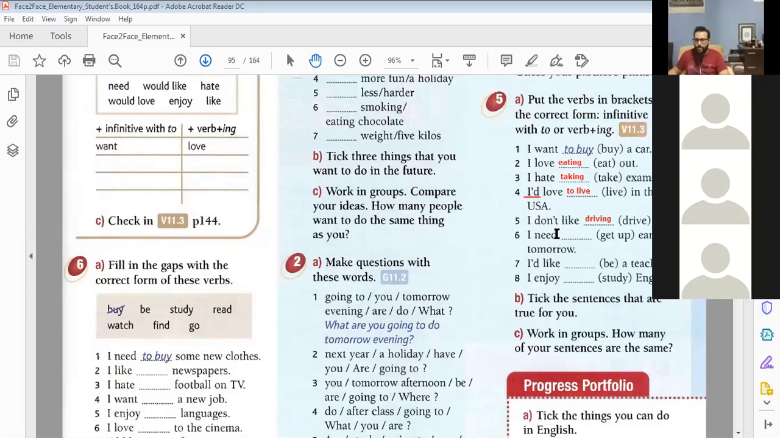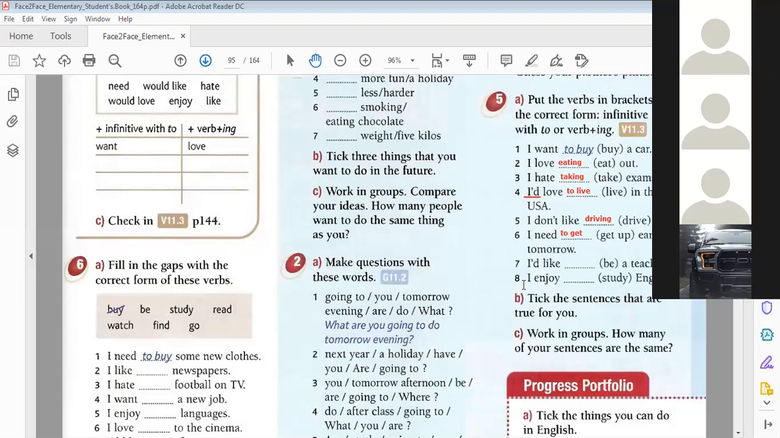Okay. Hannah, what about number 6? I need to get up early tomorrow. Right. Good. Okay. Salma, what about number 7? I'd like to be a teacher. All right. Number 8. Rashid, you can do number 8. I enjoy studying English. Right.